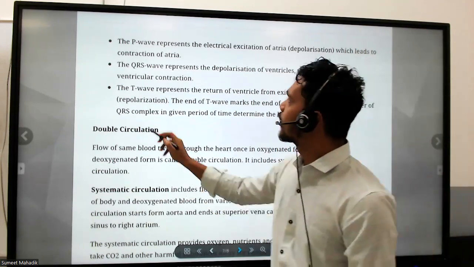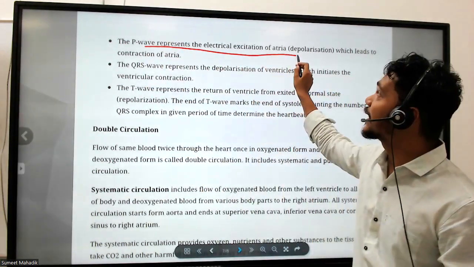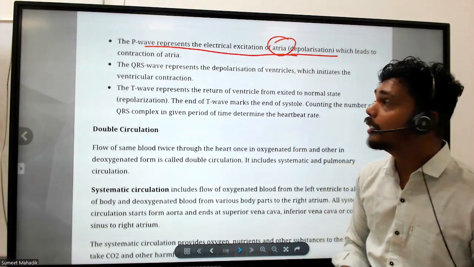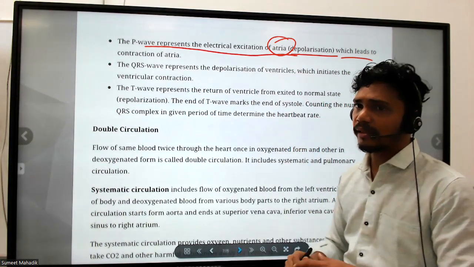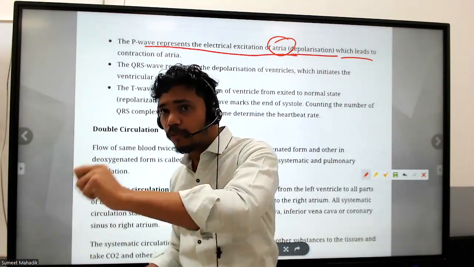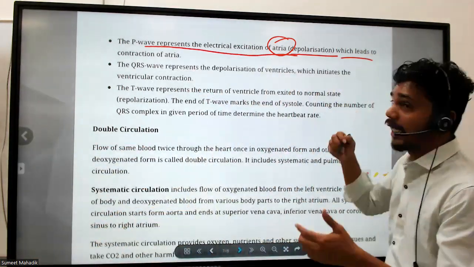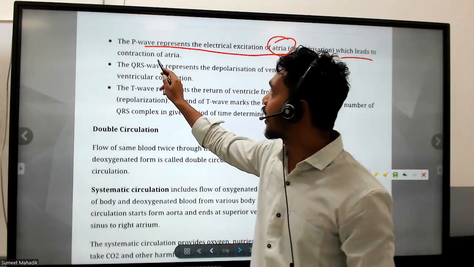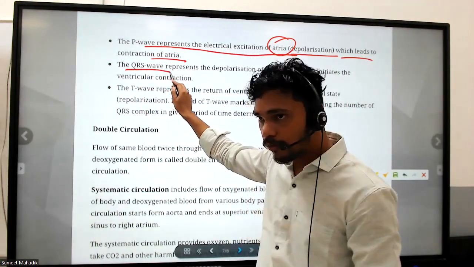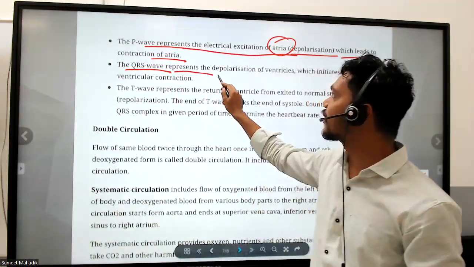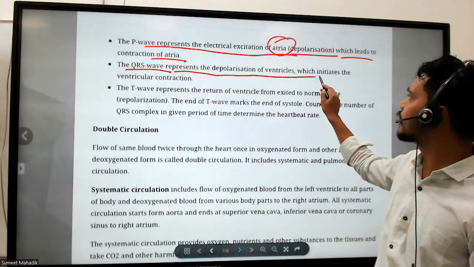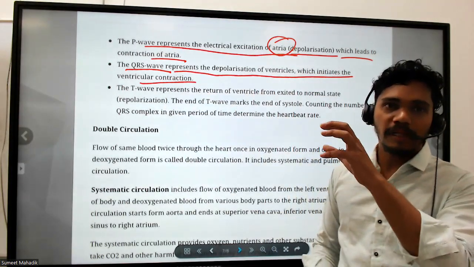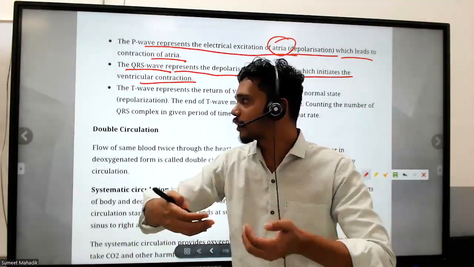So let's see here. The P wave represents the electrical excitation of atria. That is depolarization. Excitation means what? Depolarization. What is depolarization? Just the start of contraction. Before the contraction, depolarization. That means sodium and potassium ions or calcium ions are exchanging. Contraction of the atria. QRS wave or QRS complex represents the depolarization of ventricle which initiates the ventricular contraction. So QRS is what? Initiation of ventricular contraction.